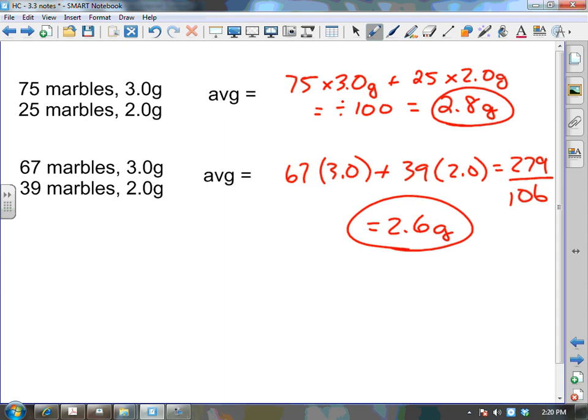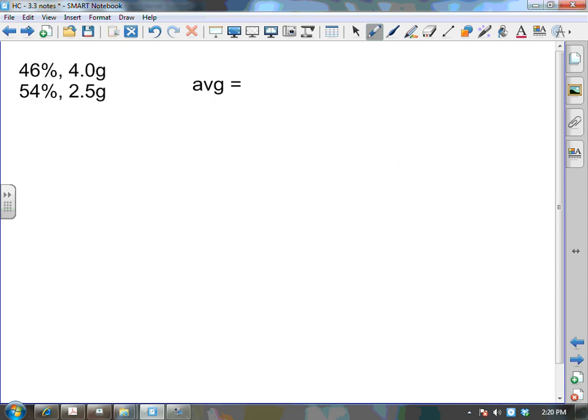Well, in chemistry, we're not going to count atoms. What we're going to do is look at percentages. So let's say we have 2 isotopes, and we're going to measure their abundance. Let's give one other comparison. Let's say we have marbles, and 46% of the marbles are 4 grams, and 54% of the marbles are 2.5 grams. What's the average now?